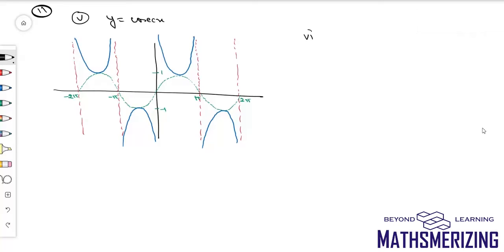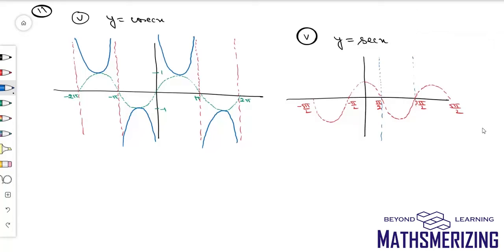Then the same way I can draw the graph of secant x. I'll draw a dotted graph of cos x. I'll draw asymptotes at odd multiples of pi by 2. And then as we did for cosec x, I'll draw the same with secant of x. So this blue graph actually represents the graph of secant of x.